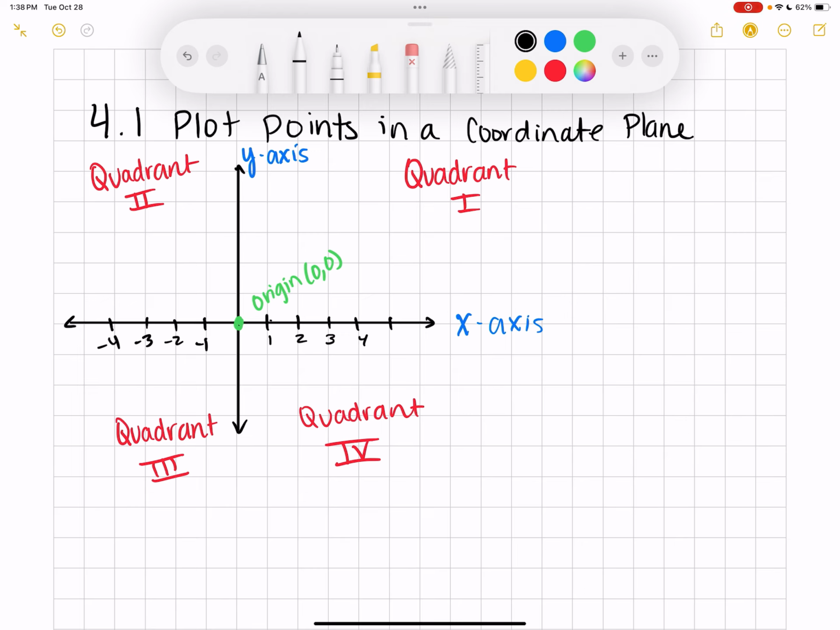Y-axis going up is positive, so 1, 2, 3, 4. Going down is negative, so -1, -2, and so on going down. So you don't necessarily have to put the little tick marks on here if you're just counting by ones. But if you're counting by something other than ones, you need to do it. Or if you are not using graph paper, then you need to do that. Graph paper will make your life easier.